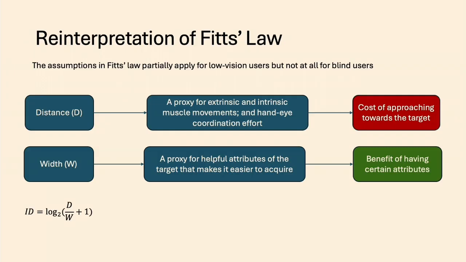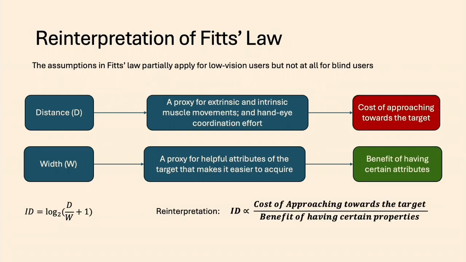The width is also a proxy for some visual attribute of the target that is helpful for the user to know where the target is and get some sense of the target. We can generalize this part by saying the benefit of certain attributes of the target. So the classical definition, ID equals log of D by W plus 1, becomes: ID, index of difficulty, is proportionate to the cost of approaching towards the target, and it is inversely proportionate to certain benefits that the attributes of that target contain. So I'll give 3 examples of how we use this reinterpretation and how it benefits people with blindness or low vision. So any question about this reinterpretation? No. Okay.